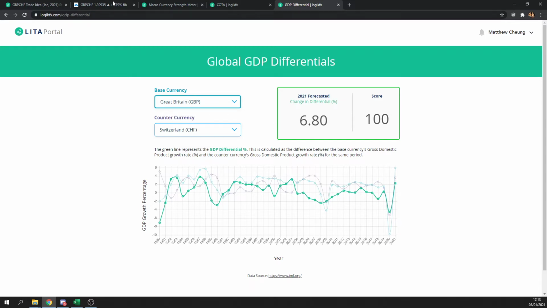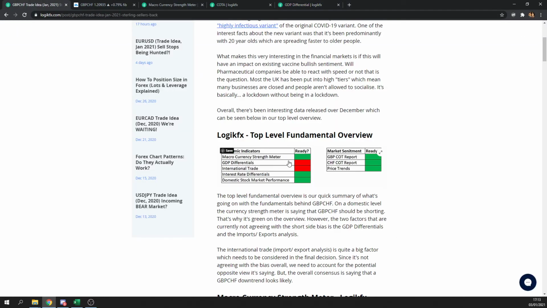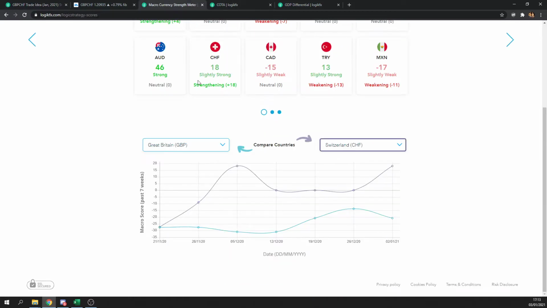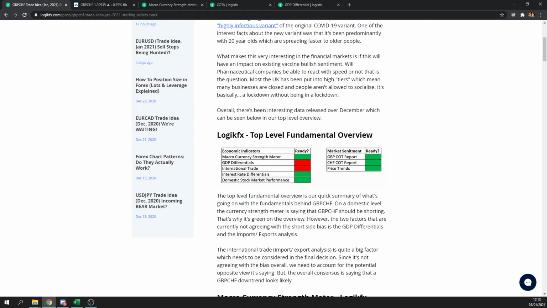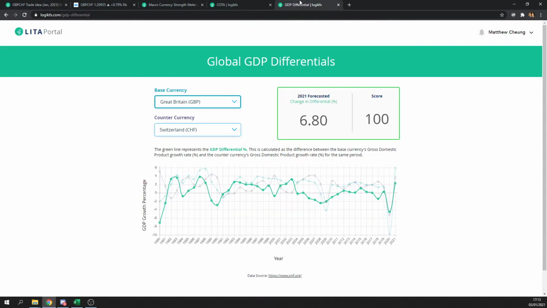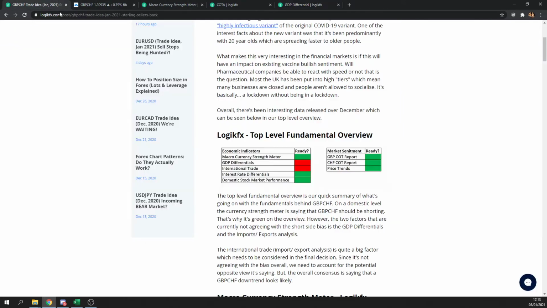Now, what is the next part of the analysis? Well, we said that's red because from our macro currency strength meter analysis, so from our first step, we want to be shorting GBP Swiss franc. Now, the GDP differentials were like, nah, maybe it's not a good idea. So that's why we've put it as a red there in the traffic light system.